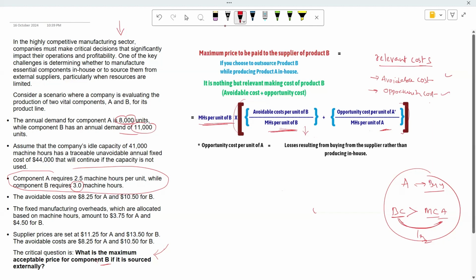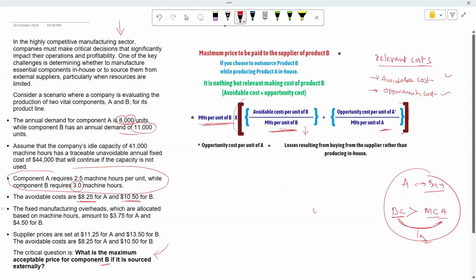And avoidable cost, actually, in the question they will not always give you the avoidable cost. That normally is a variable cost. That is a different discussion. Not all variable costs are avoidable costs. All avoidable costs might be variable costs, but not all variable costs are avoidable. But anyhow, that is a separate discussion. Avoidable cost is directly given in this question: for product A 8.25 and for product B 10.5.